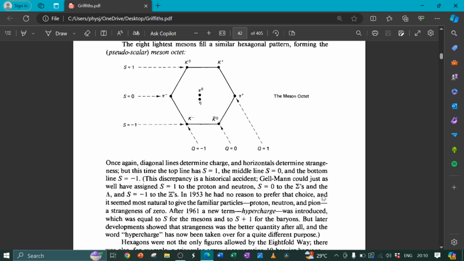This discrepancy is a historical accident. Gell-Mann could just as well have assigned S equals 1 to the proton and neutron, S equals 0 to the sigmas and lambda and S equals -1 to the xi's. In 1953, he had no reason to prefer that choice, and it seemed most natural to give the family of particles proton, neutron and pion a strangeness of 0. After 1961, a new term hypercharge was introduced, which was equal to S for the mesons and to S+1 for the baryons. But later developments showed that strangeness was the better quantity after all, and the word hypercharge has now been taken over for a quite different purpose.